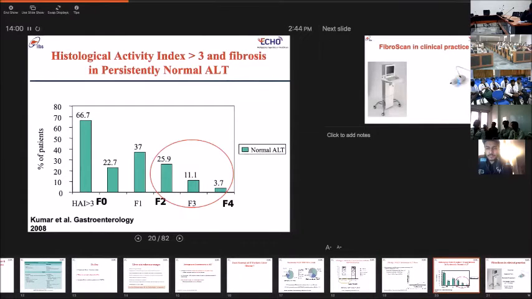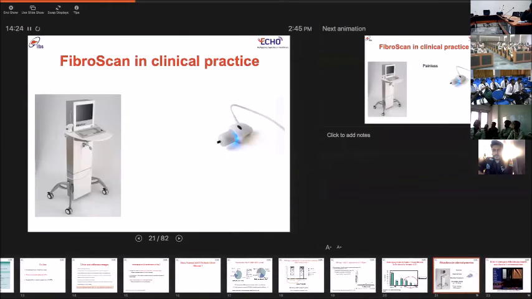This shows that despite normal ALT levels, a histological activity index greater than 3 and fibrosis can be seen in up to 38% of patients with normal ALT in hepatitis B. F2 fibrosis can be present in 25% of patients, and F3 and F4 can be seen in up to 14% of patients. So this brings us to FibroScan, which can help in the non-invasive assessment of liver stiffness.